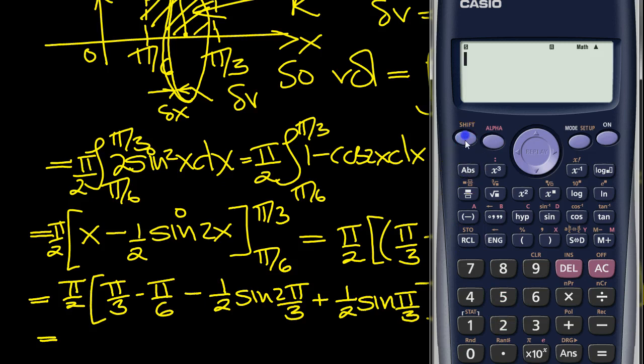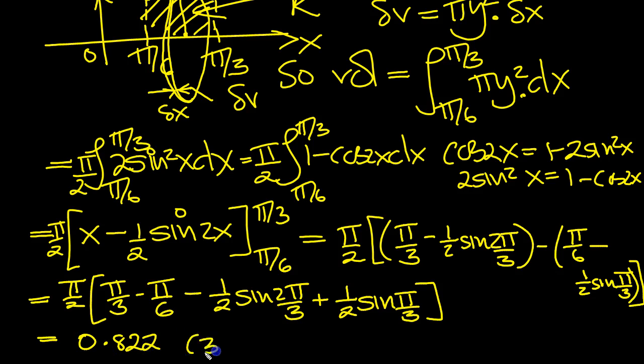So it's pi over 2 then. Pi divided by 2 times bracket pi over 3, so let's just type it in, doesn't do no harm, minus pi divided by 6 minus 0.5, which is the half, times sine, and we need to be in radians mode, which we are, 2 pi over 3, 2 times pi divided by 3, close that bracket, plus 0.5 again times sine of pi over 3. Close that bracket, close the bracket at the end, and press equals. To 3 decimal places, 0.822. And that was to 3 decimal places.